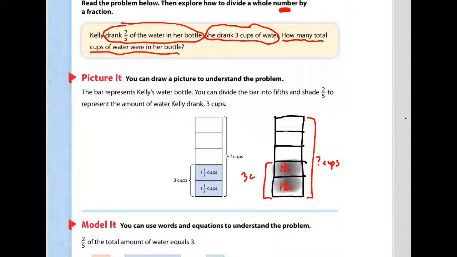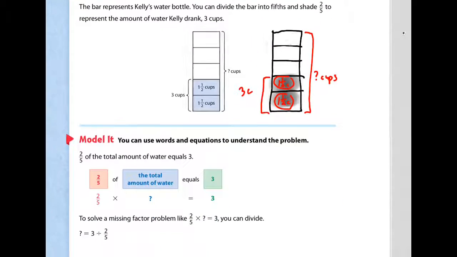Now, I could use these numbers to answer that question, which we'll talk about in a little bit. So that's drawing a picture. Notice we use nice rectangles because we can all handle those. But now, let's talk about the model down here below.